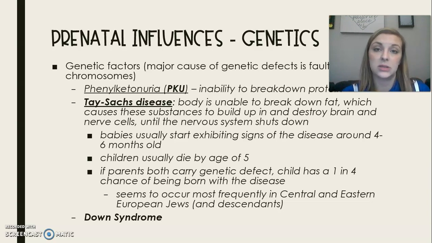Tay-Sachs disease, which is the body's inability to break down fat, which then causes the fat to build up and destroy the brain and nerve cells, eventually until the nervous system shuts down completely. Usually we start to see this happening around 4 to 6 months of age, and then children don't usually survive past the age of 5. If both parents carry a genetic defect of Tay-Sachs disease, a child has a 1 in 4 chance of being born with the disease. It seems to occur most frequently in Central and Eastern European Jews and their descendants.